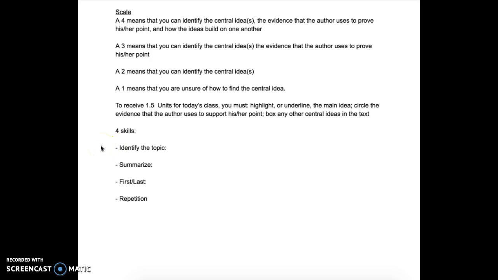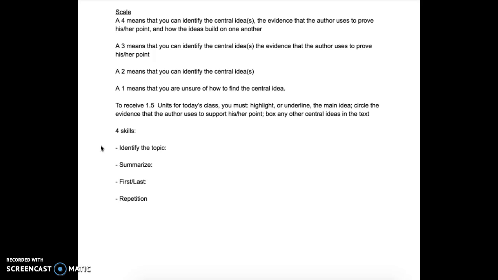The first is to identify the topic. The second is to summarize the story in 10 to 12 words. The third thing you'll have to do is identify the first and last sentences of the article, and then look for any repeated ideas. Generally those repeated ideas will tell you what you can expect as far as the main idea, because if the author's going to repeat those main ideas, they probably want you to remember them.